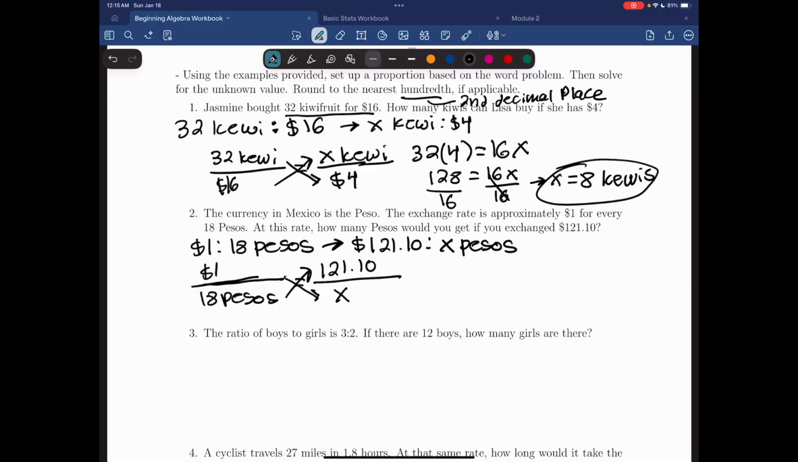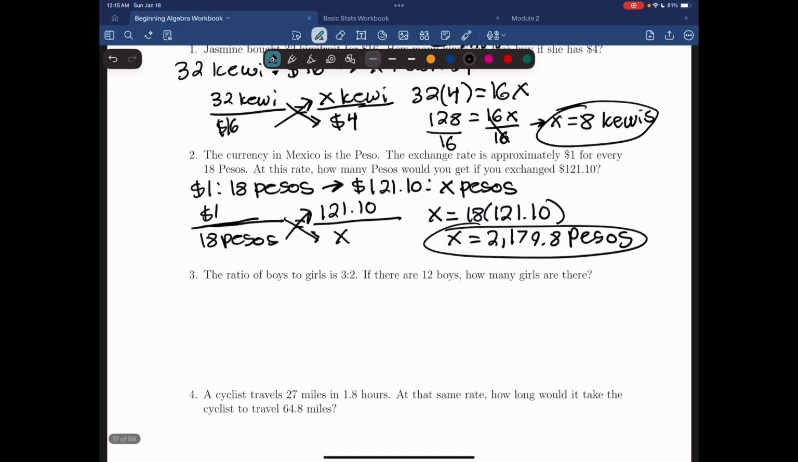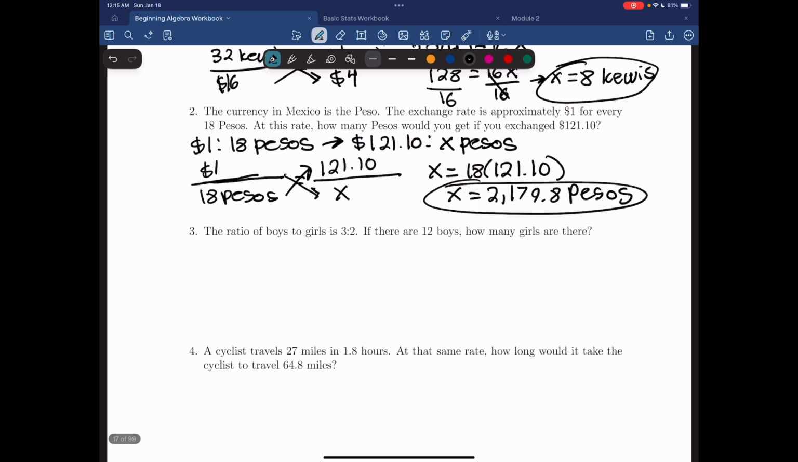So we have 1 times x, which that's just x. And this equals 18 times 121.10. We get x equals, well, actually, this answer only goes up to the first decimal place. So we're not going to do any rounding. And we get 2,179.8 pesos. That's your answer. That's how many pesos you'd get for $121.10.